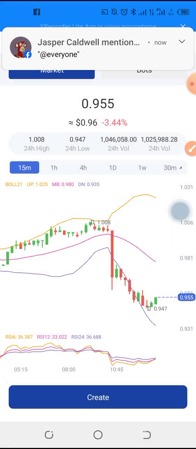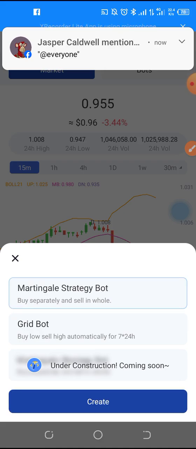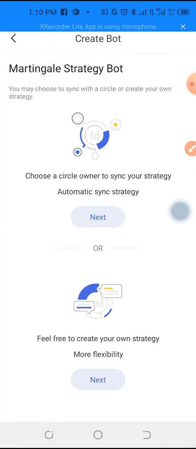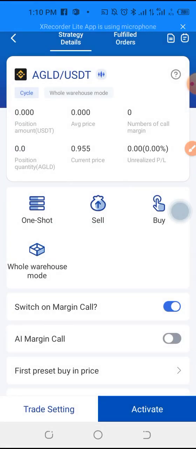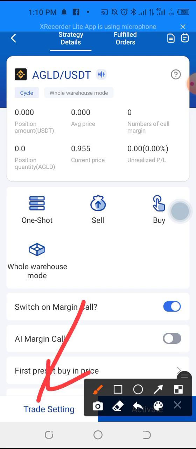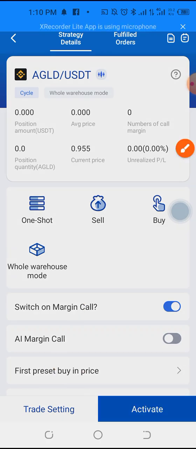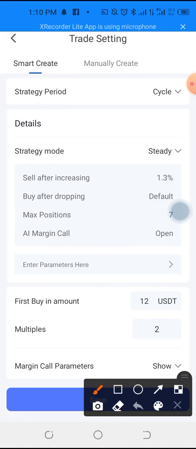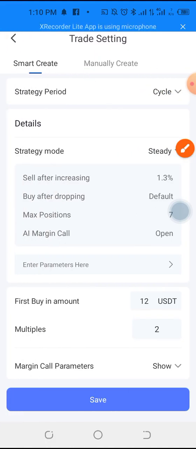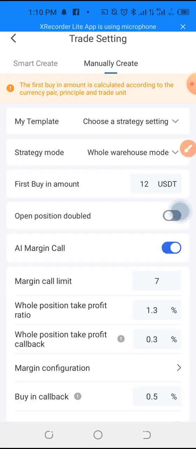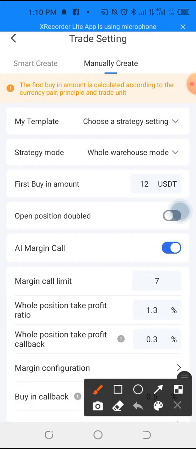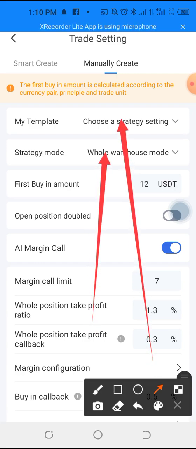Just see the steps, what I did. I enter the coin, I click create, click magic strategy bot, click create, then click the last next down, then click the trade setting down. Don't click activate trade setting. Then in the next page, click manually create, then click choose a strategy settings. Follow what I'm doing and change this Warehouse mode to real-time mode settlement.